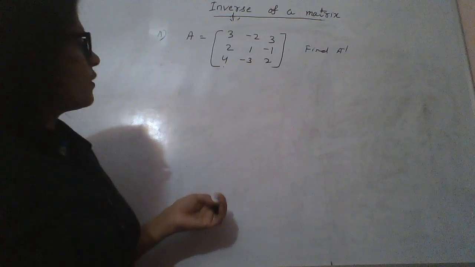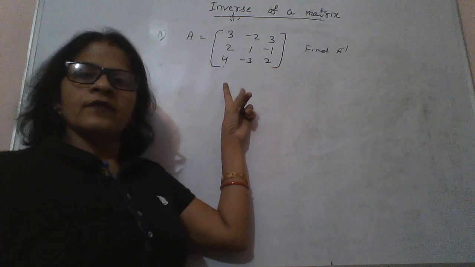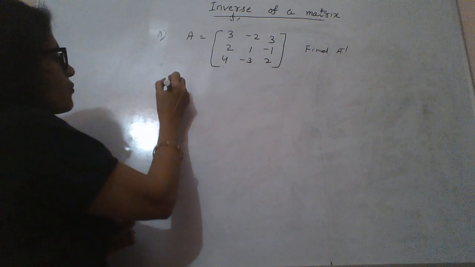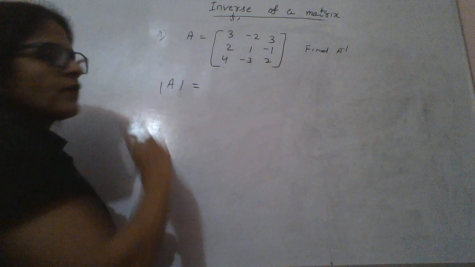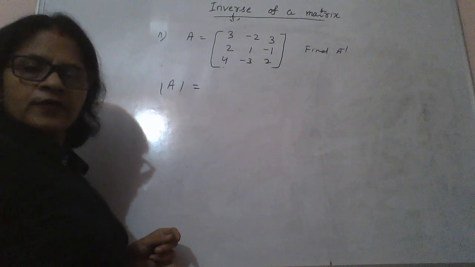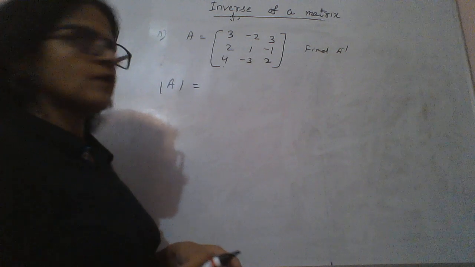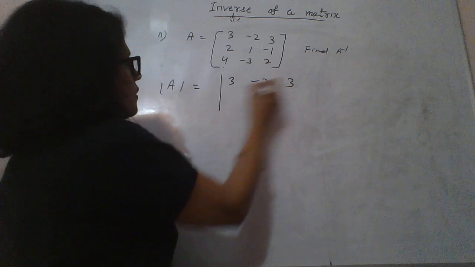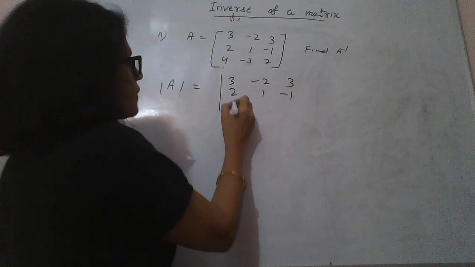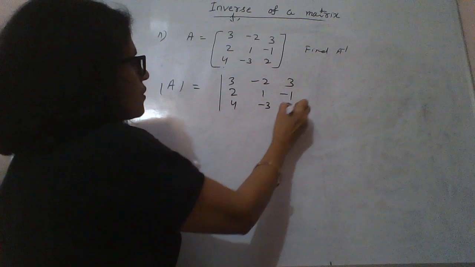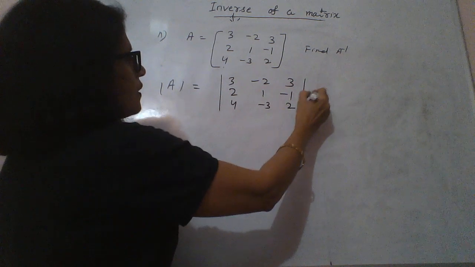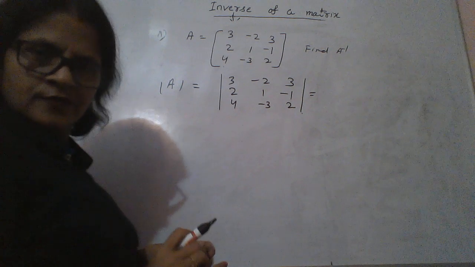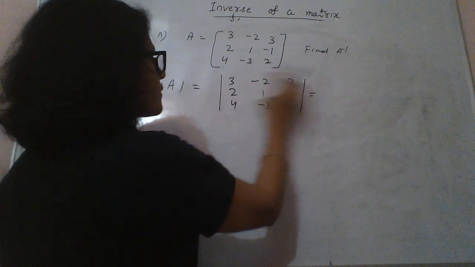So a 3 by 3 matrix, and to find the inverse of that matrix. So taking the determinant of A, because we have to check first whether the determinant is 0 or not 0. So it is 3, minus 2, 3, 2, 1, minus 1, 4, minus 3, 2. Okay, so you are now experts in evaluating the determinants. You can try and just check it.